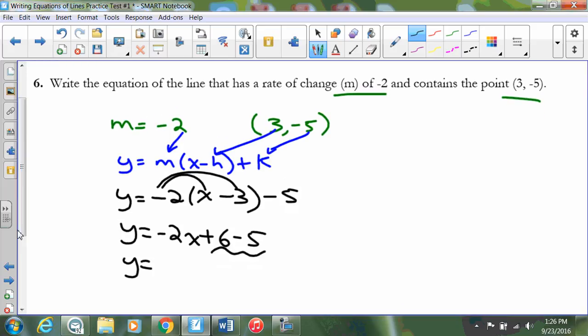We're going to gather our like terms. So negative 2x, 6 minus 5 is 1. And there we go.